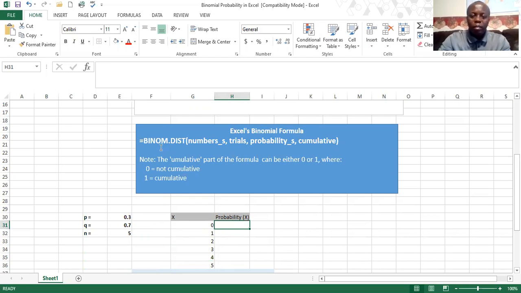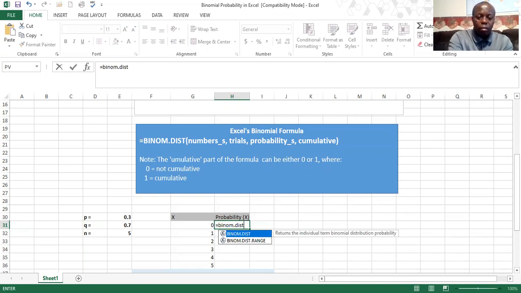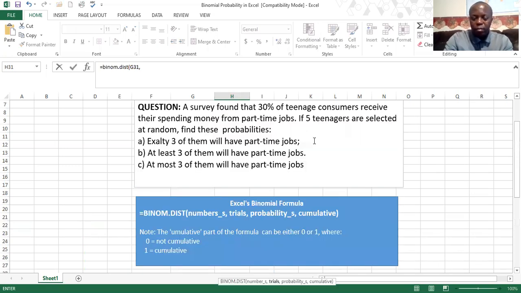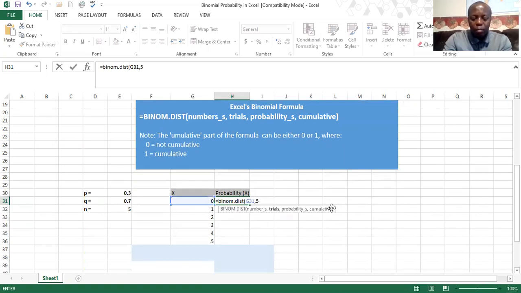So I'm going to use this formula again. This is the Excel formula for calculating binomial probability. So equals BINOM.DIST. Number_s: I'm going to click on 0, comma. Trials: 5 teenagers were selected, so I'm going to type 5 there, comma. Probability is 0.3, because for binomial the probability of success is constant.